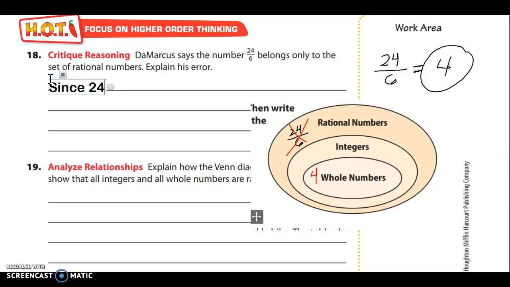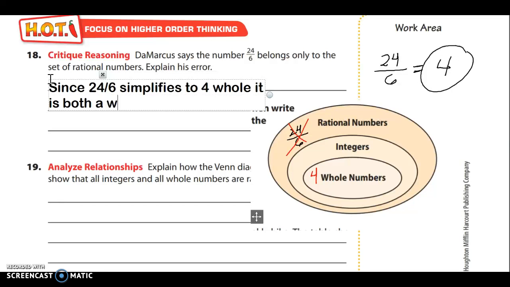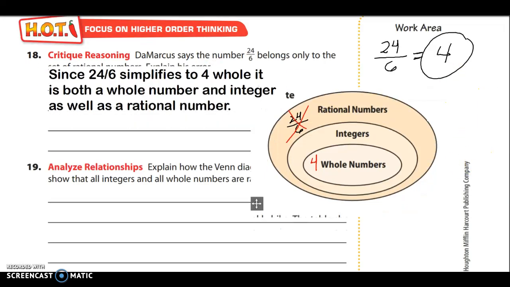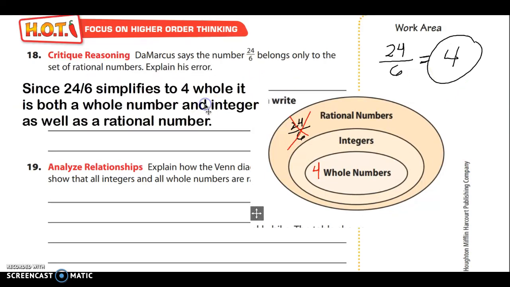Since 24/6 means 24 divided by 6, I'm not going to write that. So 24/6 simplifies to 4 whole. It is both a whole number and integer, as well as a rational number. The tricky part about this one was that it looked like a rational number because it's written as a fraction, but if it simplifies to a whole number, then it's actually supposed to be a whole number.